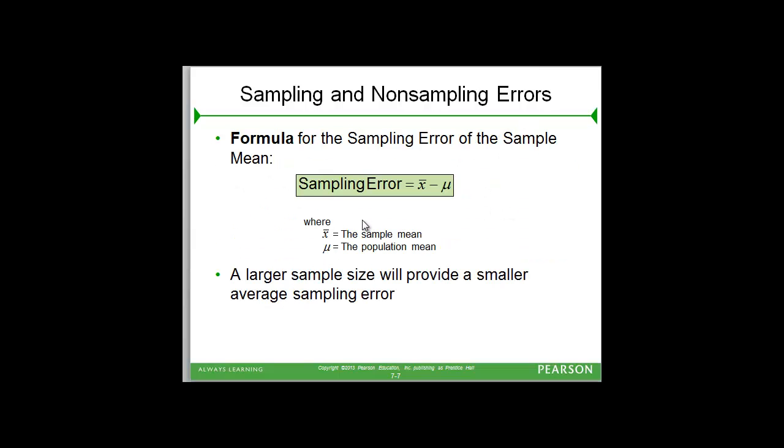Here you go. This is the formula for the sampling error of the sample mean, right? The sampling error of the sample mean is the difference between the sample mean and the population mean. So it's x bar minus mu. A larger sample size will provide a smaller average sampling error.